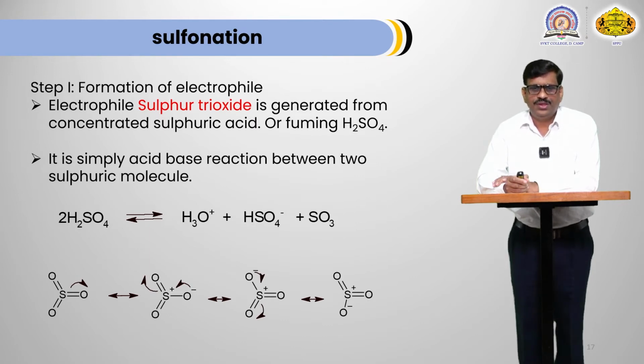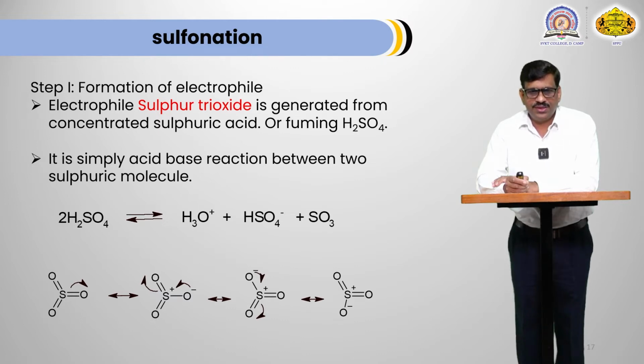SO3, which is used as an electrophile in this reaction, is obtained from sulfuric acid. Two molecules of sulfuric acid react with each other and there is formation of SO3. Out of these 2 molecules, 1 molecule acts as acid and 1 molecule acts as base. This sulfur trioxide molecule is stabilized by the resonance effect, and its resonance stabilization is shown in the last figure.